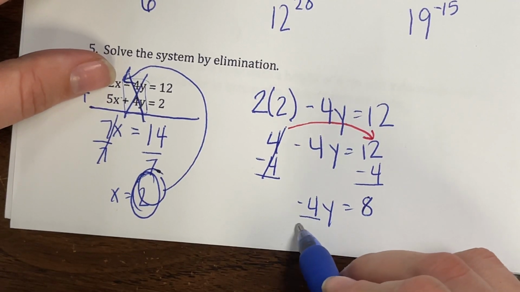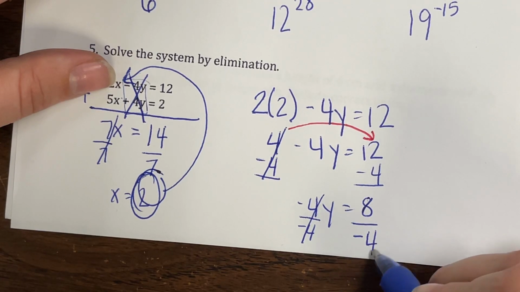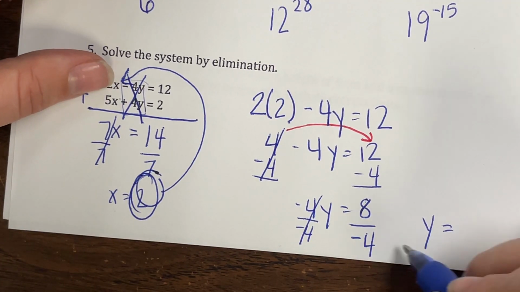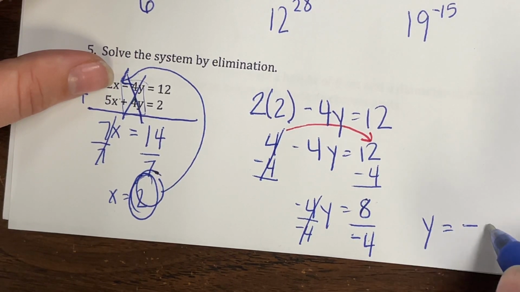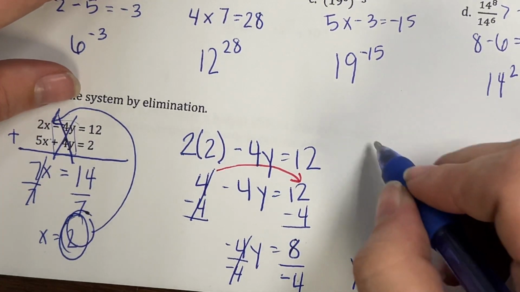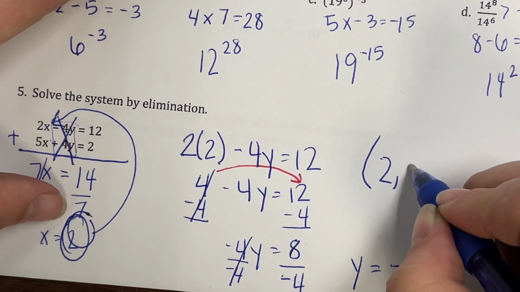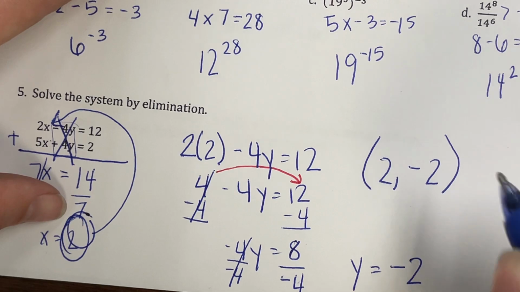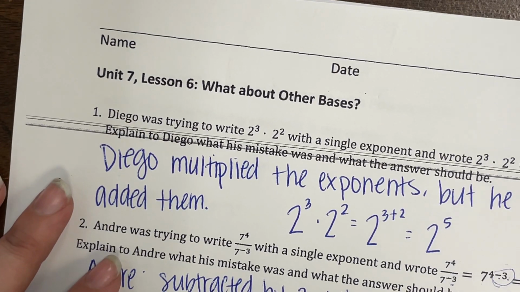Last thing you need to do is divide by negative 4. Y will be positive over negative is negative. 8 over 4 is 2. And you write your final answer as an ordered pair. X goes first, so 2, and then y is negative 2. All right, and that is unit 7, lesson 6 homework.